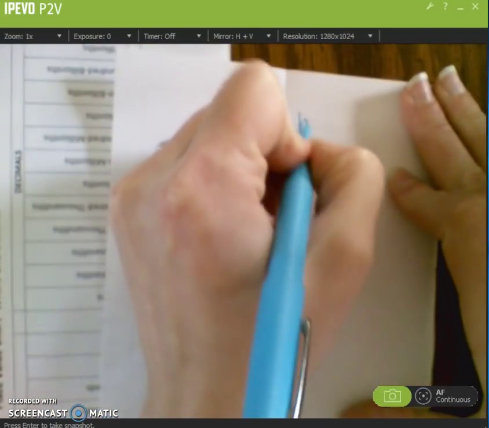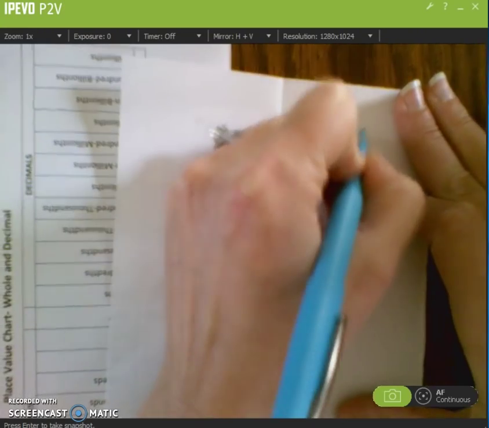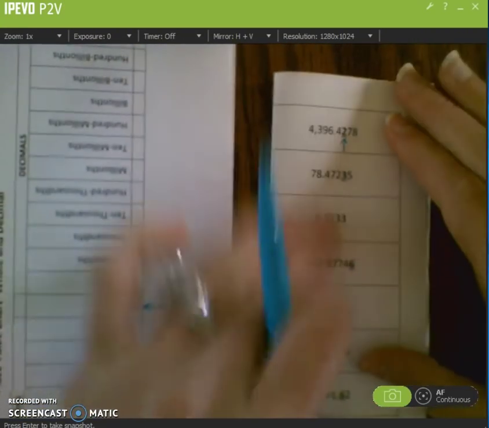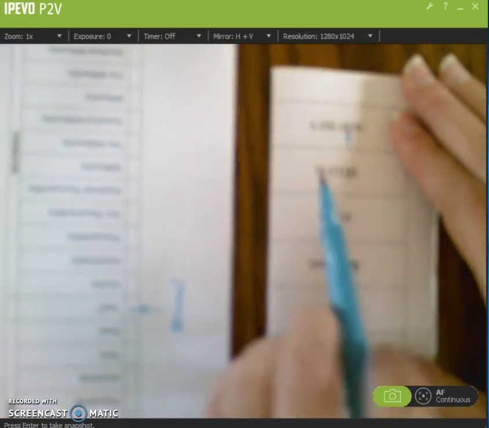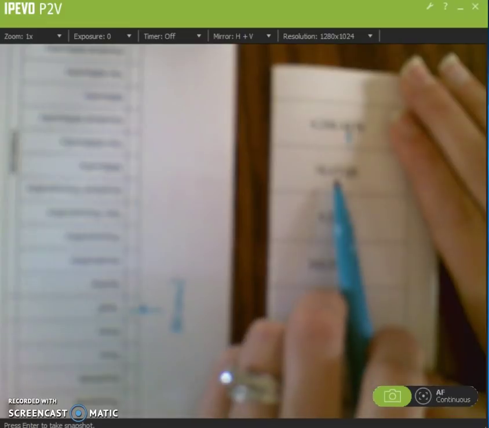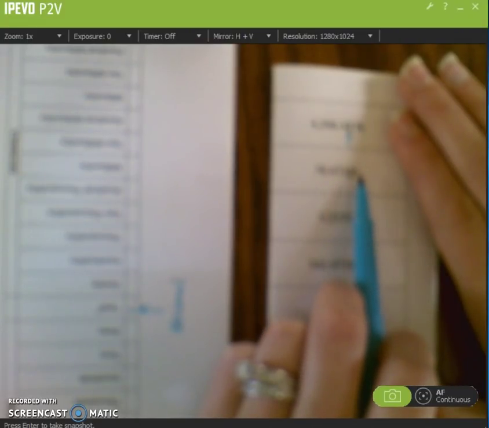In the underlined place value, I've got tenths after the decimal point and then hundredths. So I'm just going to open this up and write hundredths for that place value.